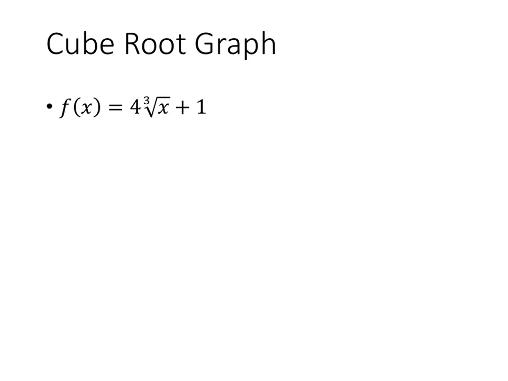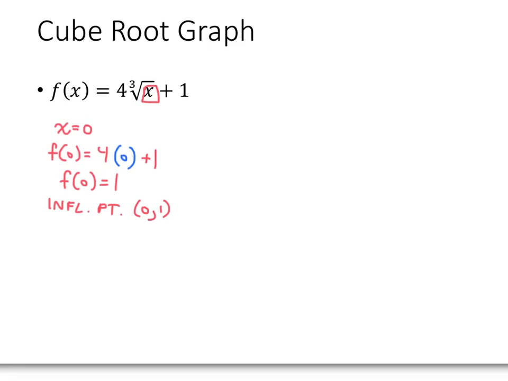So we're going to graph f of x equals 4 cube root of x plus 1. We start by finding the coordinates of the inflection point. Again, we can do that by setting the expression under the radical equal to 0. I'm not doing an inequality this time like the square root graph because I don't need to know the domain. I already know the domain is negative infinity to positive infinity.